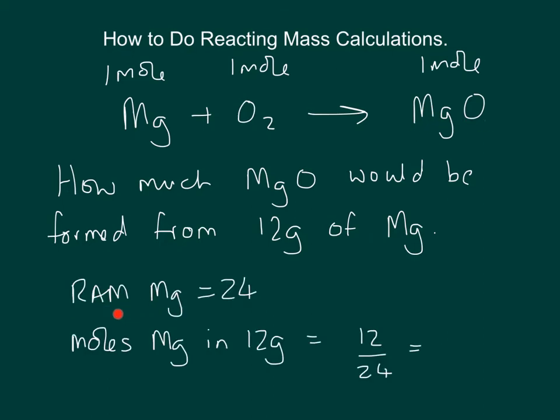The relative atomic mass of magnesium is 24. This means that 1 mole of magnesium has mass 24 grams. So the number of moles of magnesium in 12 grams equals 12 divided by 24, 24 being the relative atomic mass. And 12 divided by 24 is 0.5 moles.